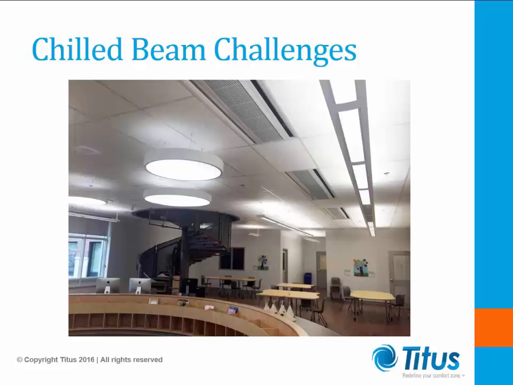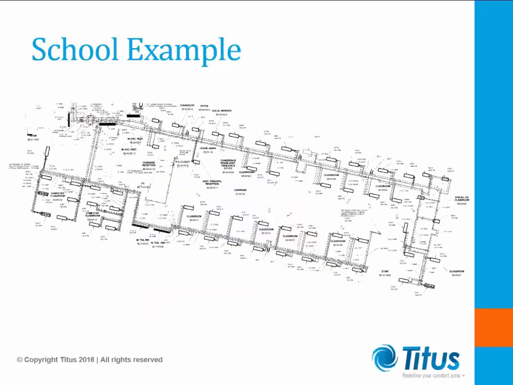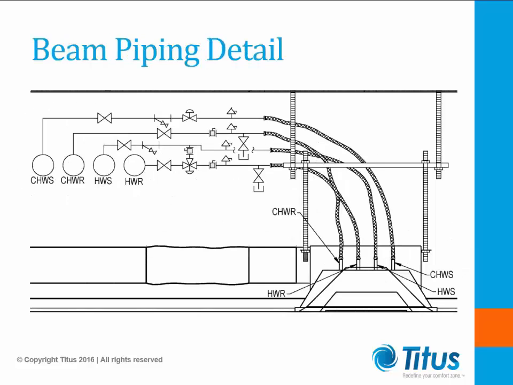So let's look at a real specific example from a recent project. Here's the school layout. In this layout, we're looking at a hallway or a wing on this specific building, and each room has 4 chill beams per room. So if we look a little bit closer at the piping detail for each chill beam on this project, initially there's a strainer and a valve on both the hot water and chill water supplied for each beam.